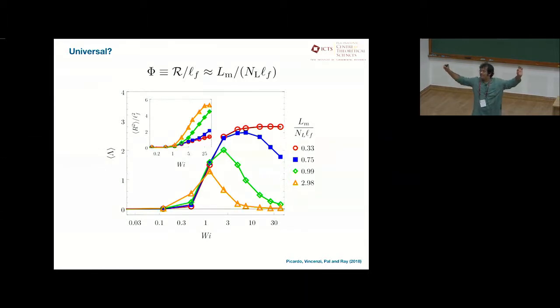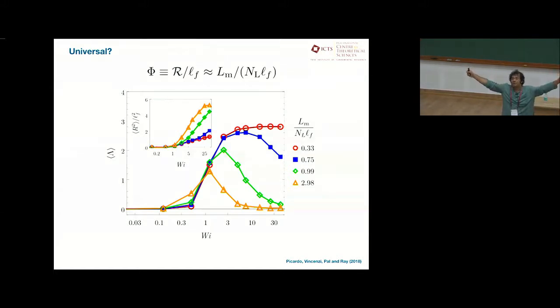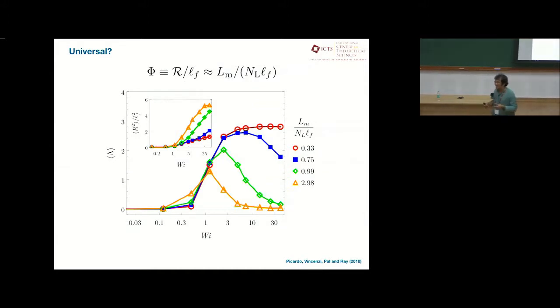Lm is my fixed length chain. NL is the number of links in the chain. So for example, if there are 10 beads, then the number of links will be 9. So let's say Lm is 1 meter. So you put 10 beads, so you have 9 links. You can work out what the length of each link is.